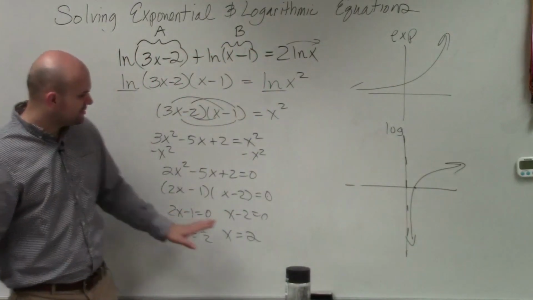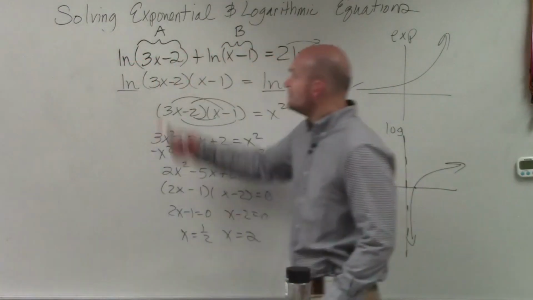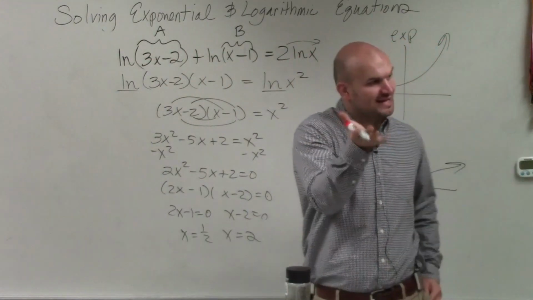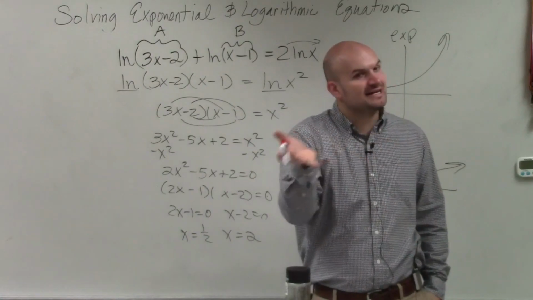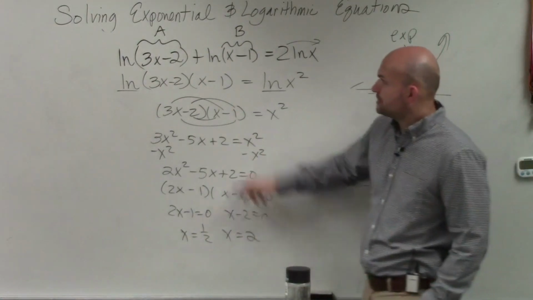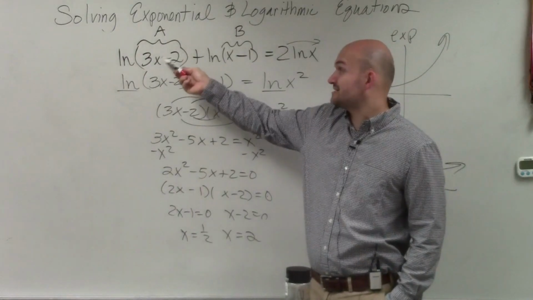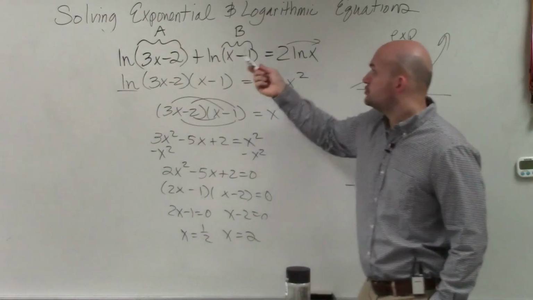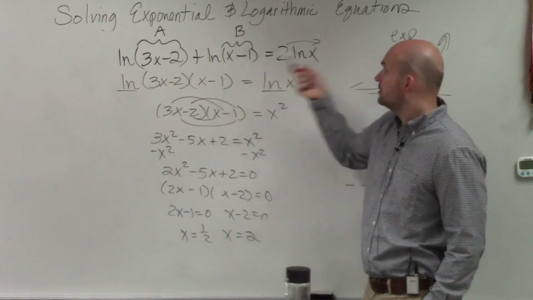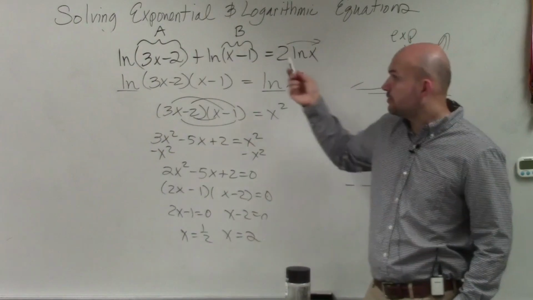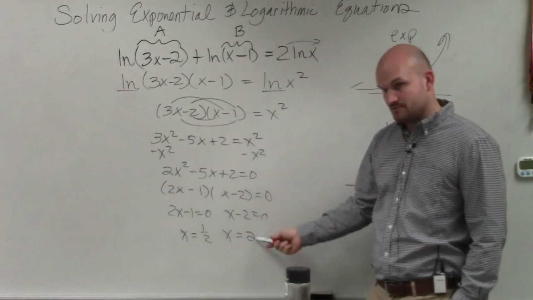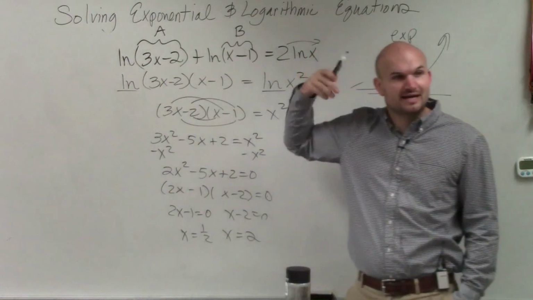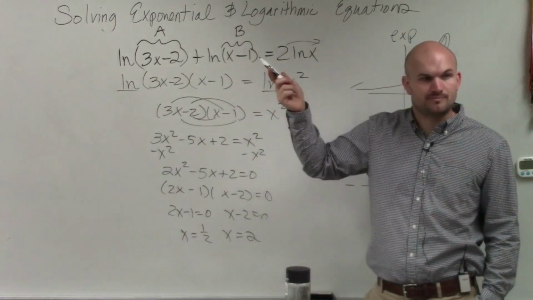So what I want you guys to do is take your solutions and plug them back into x for your logarithms. If you have to take the log of a negative number, you know that is not a solution. So if I plug in 2, 3 times 2 is 6. 6 minus 2 is 4. So that's fine. 2 minus 1 is 2. And then this would be 2. So I'm taking my solutions and plugging them in for x. Do you guys see, Megan, when I do that, I can evaluate each logarithm.